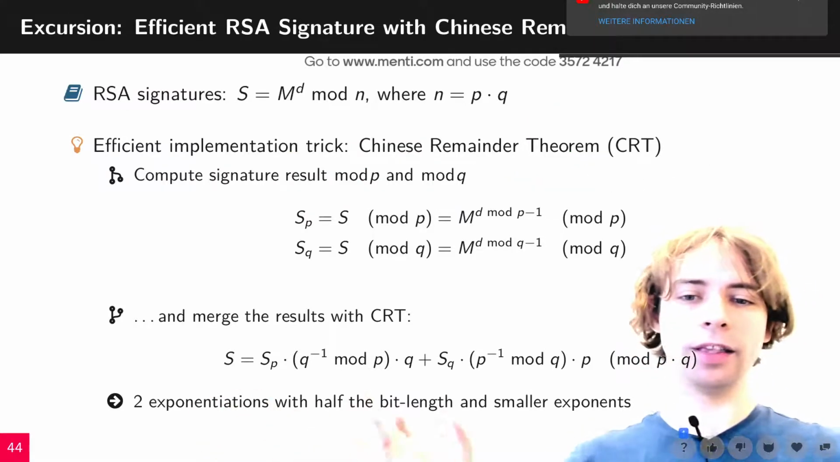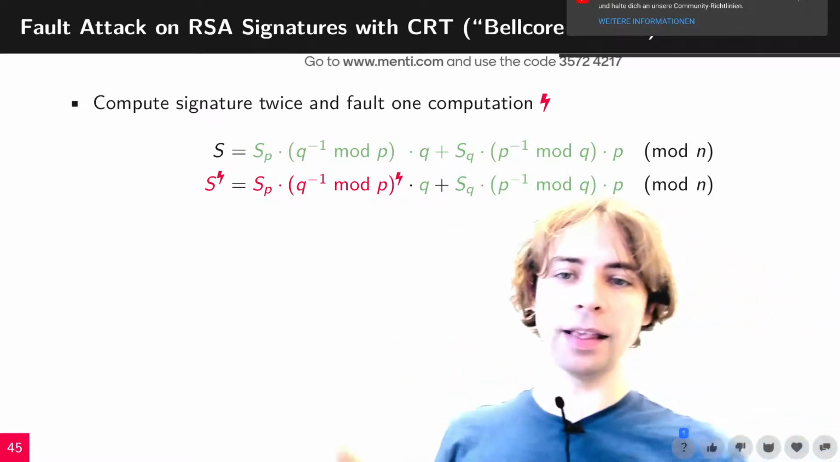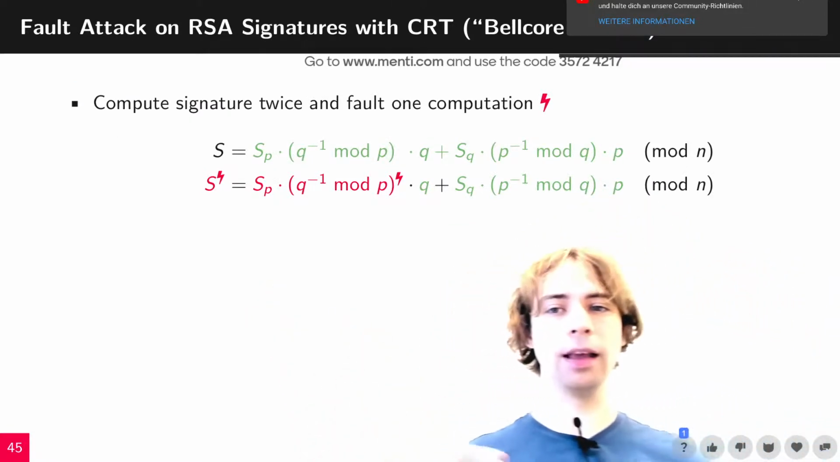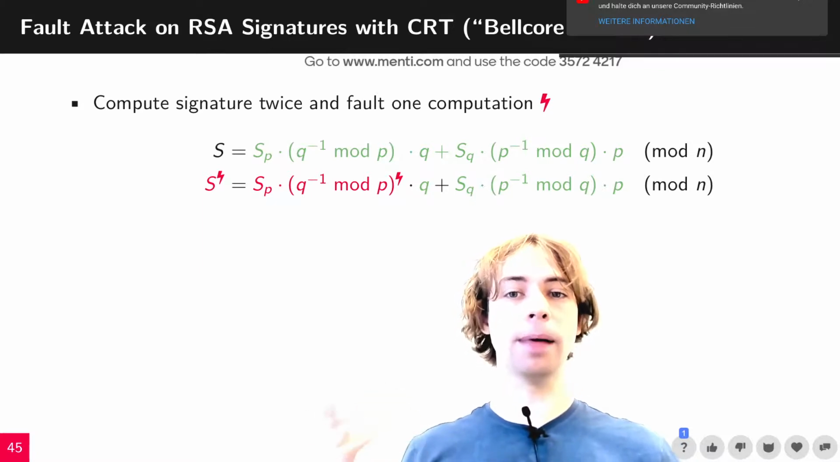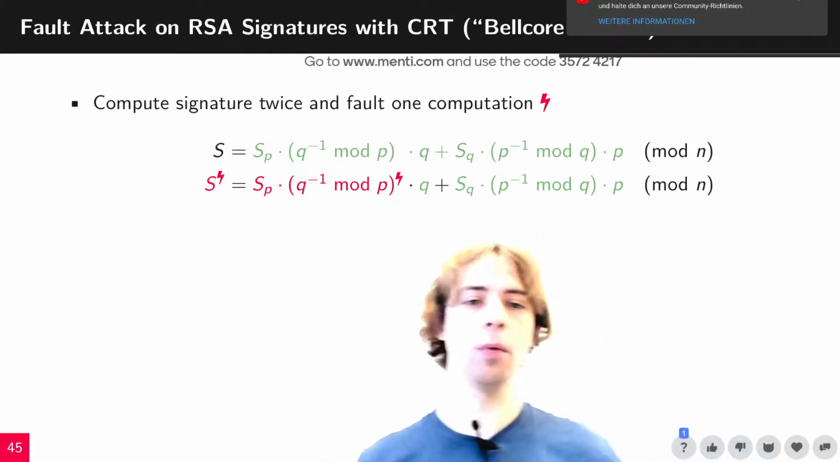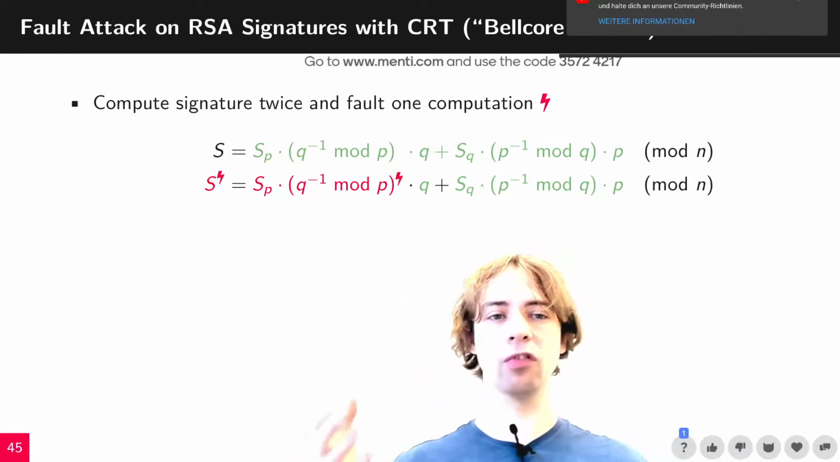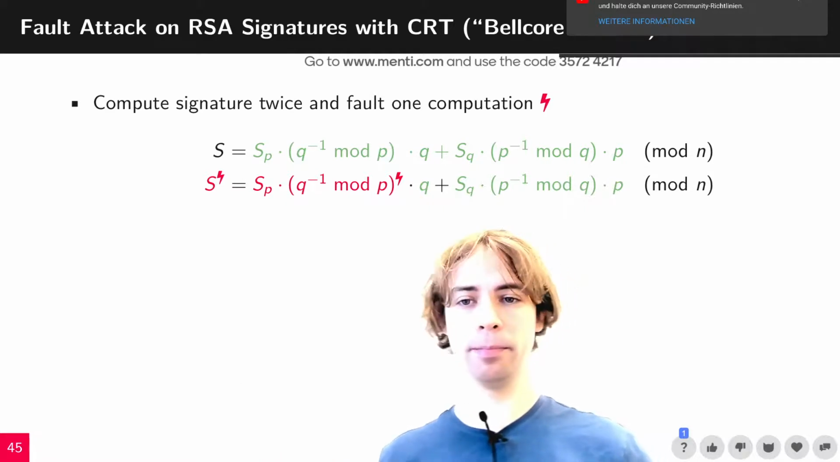We had these two exponentiations with half the bit length and smaller exponents. If we now think about an attack on this, the Bellcore attack is that. Similarly, the Lenstra attack, an optimization of this attack, works a bit differently, but we will just show you the Bellcore attack. It works pretty much the same.